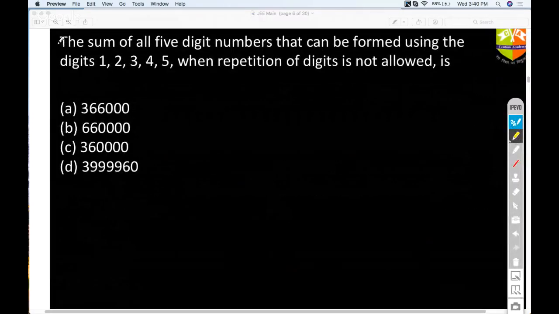Next, let's talk about this question, question number 6. The sum of all 5-digit numbers that can be formed using 1, 2, 3, 4, 5 when repetition of digit is not allowed. So we have to find the sum of all 5-digit numbers.